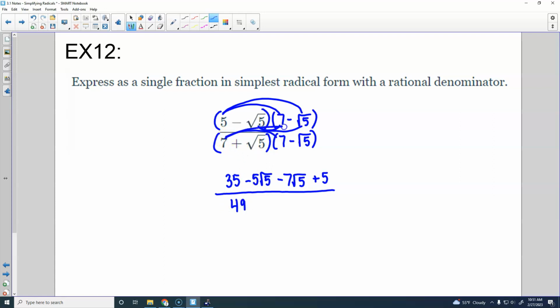When we do this outside term and these inside terms, we're getting a positive 7 square root of 5 and a negative 7 square root of 5. And those are going to cancel each other out. That'll happen every time if you chose the conjugate correctly. So I really only have to look at multiplying those last two terms together. Square root of 5 and negative square root of 5 is going to give me negative 5.